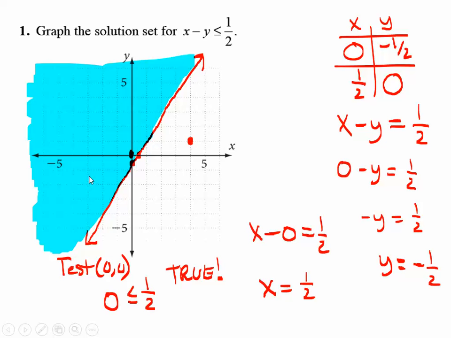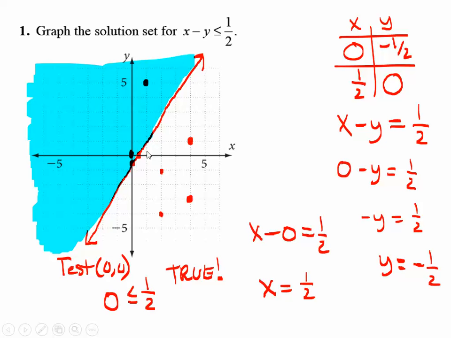Alright, so if I picked another point in here, it would be all true. If I picked a point on this side, it would be all false. And if you want to, we can try some. But really, 4, 1 right here would be 4 subtract 1, which is a 3, and 3 is not less than or equal to 1/2. So that's a false statement. In fact, any point I choose here will all be false statements. Any points that I choose here would be all true.